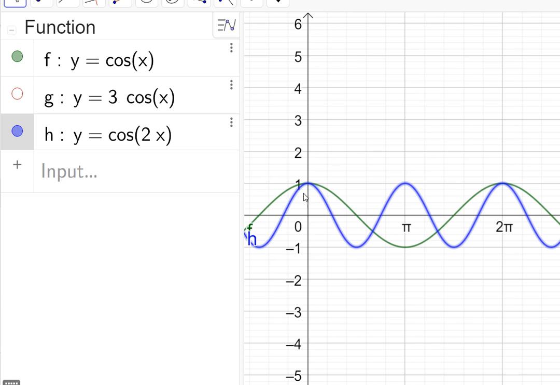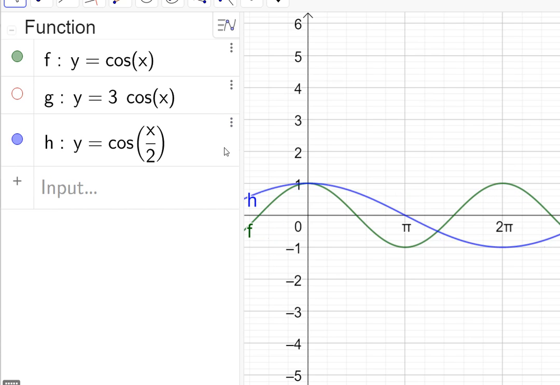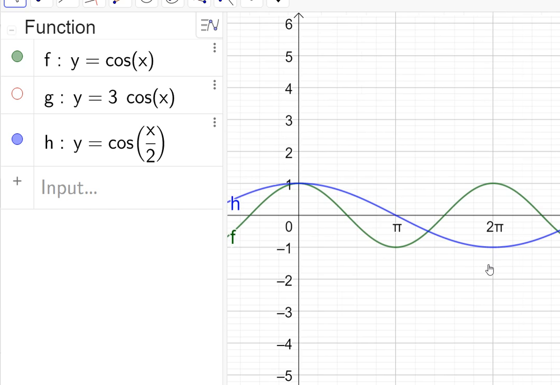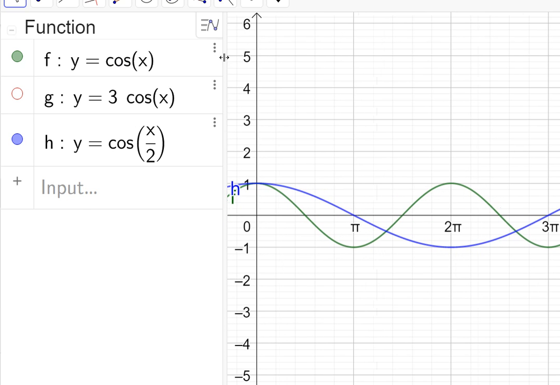So if we turn that on, we can see that we are oscillating twice as fast. We go through a full period of the cosine function in only pi. But what happens if we divided this by 2 instead of multiplying by 2? I'm going to change that and we'll come back to you. Now we have our function and we can see that we are oscillating half as quickly. By the time we have gone through 2 pi, we've only gone halfway through our function. So if I pull this over, we might be able to see enough of it.